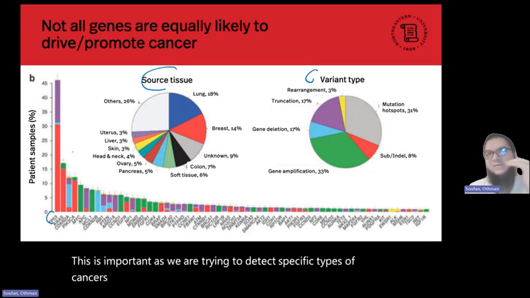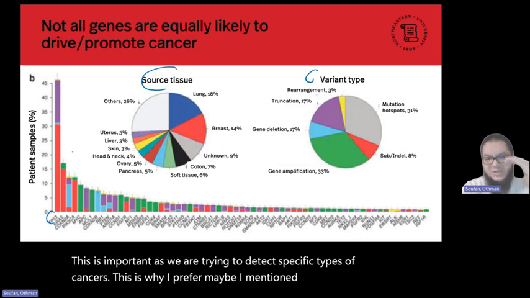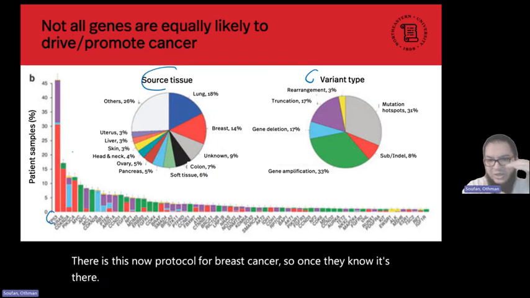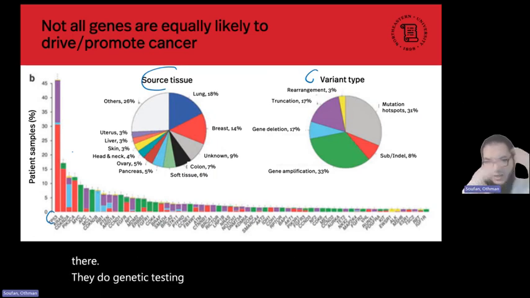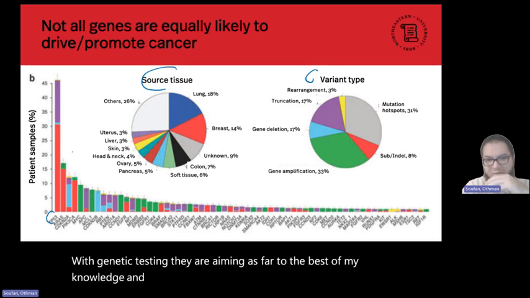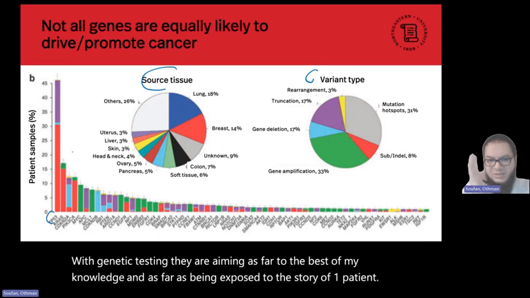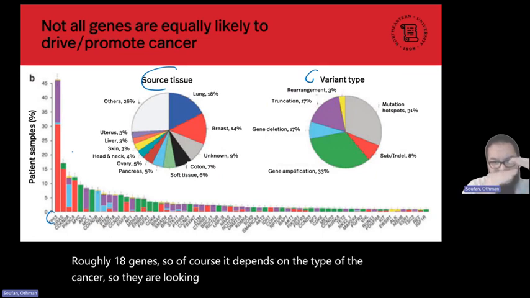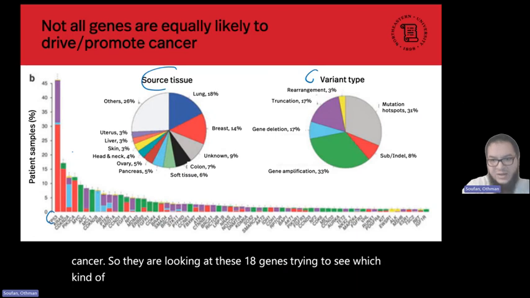This is why, maybe I mentioned this before, there is now a protocol for breast cancer. Once they know it's there, they do genetic testing early in the treatment process. With genetic testing, they are aiming, to the best of my knowledge, and as far as being exposed to the story of one patient, at roughly 18 genes. Of course it depends on the type of the cancer.